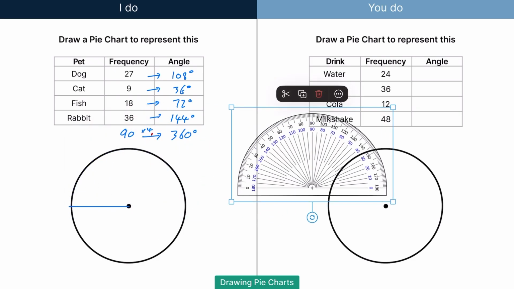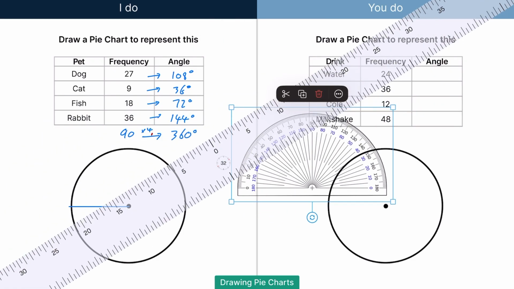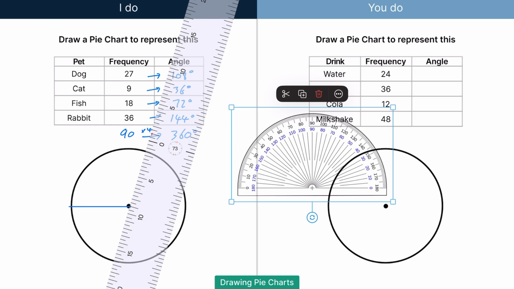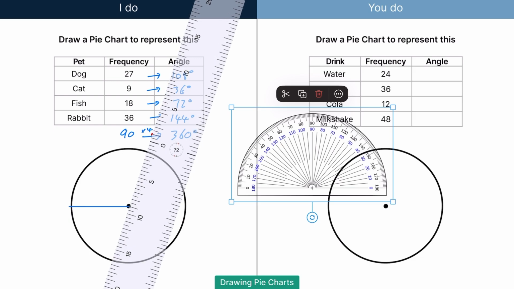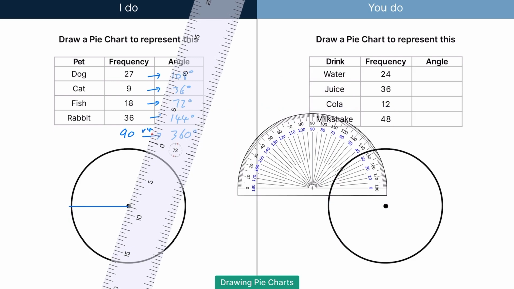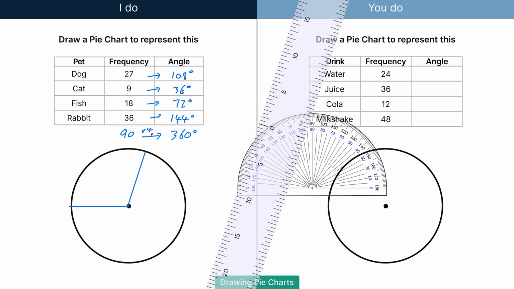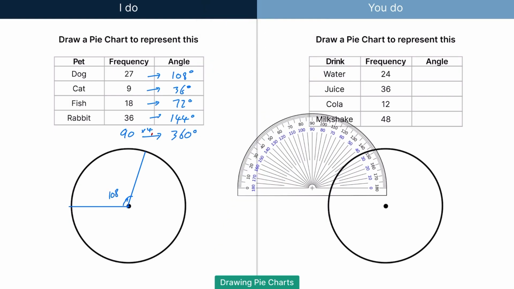So if I move this to the right and I bring my ruler back in, I'm going to rotate my ruler. There we go. And I'm now going to draw that line. So that is that there. Okay, and that is 108 degrees, and that is for dog.